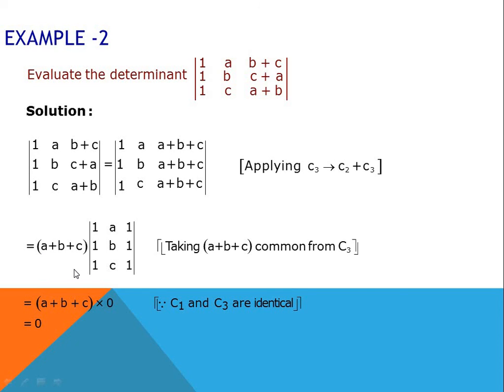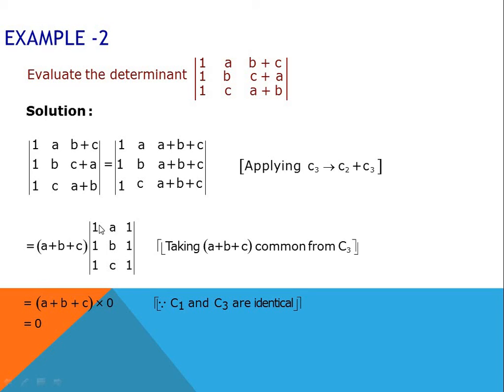So this is how you need to be smart enough to identify the column operation or the row operation. Now I have done the column operation in such a way that A plus B plus C comes out as a common factor from the third column. This comes only with practice. You need to practice more and more to identify which operation is to be applied so as to solve the determinant.